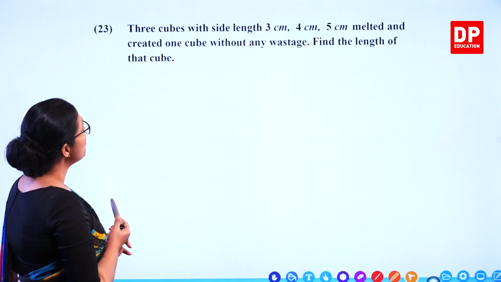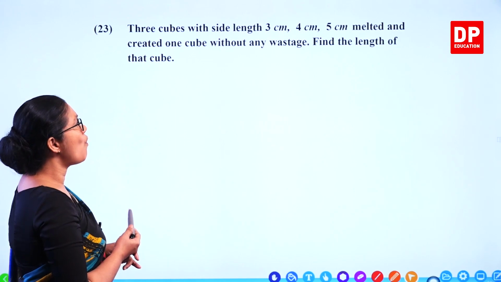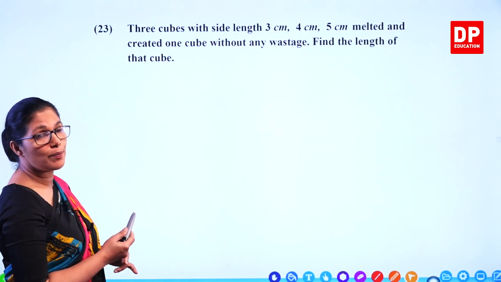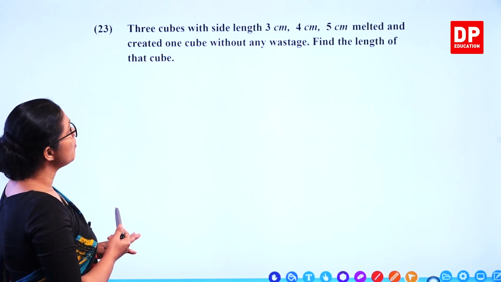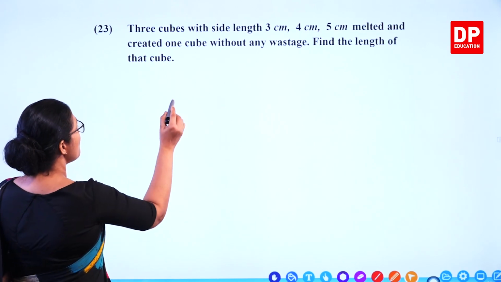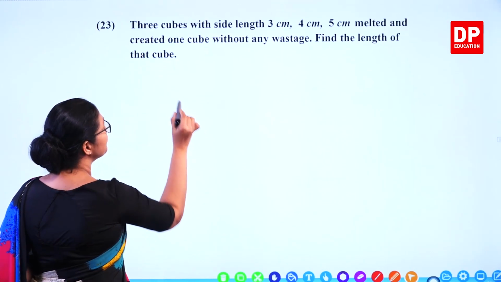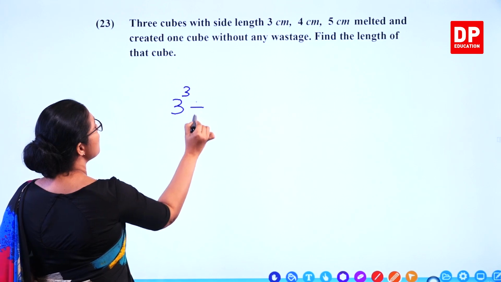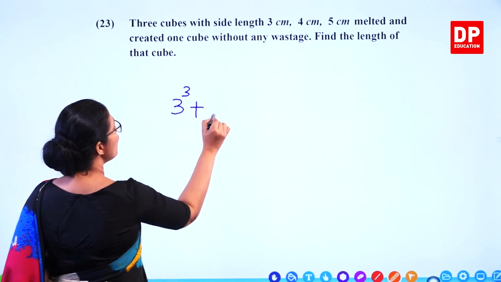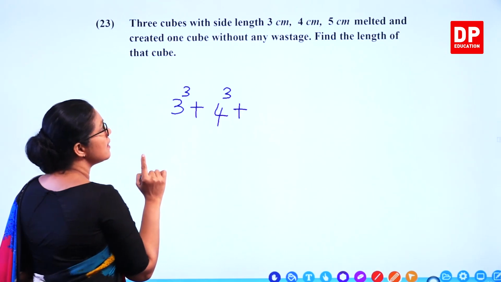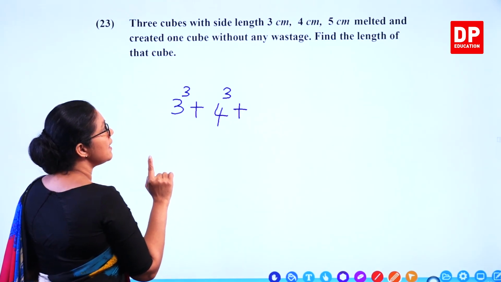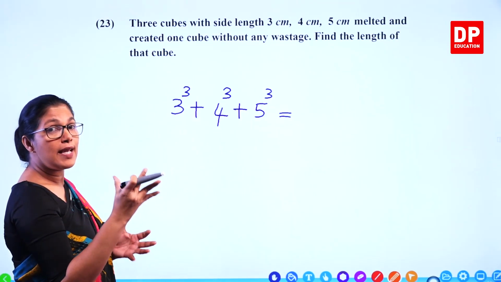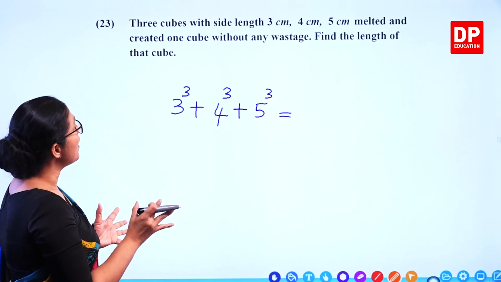Question number 23. 3 cubes with side length 3, 4, 5 melted and created 1 cube without any wastage. Find the length of that cube. So what's the volume of cube with length 3? 3 into 3 into 3. That's 3 to the power 3. What's the volume of the cube with length 4? 4 to the power 3. So what's the volume of cube with length 5? 5 to the power 3. So that's the total volume. Total volume is the volume of the new one.